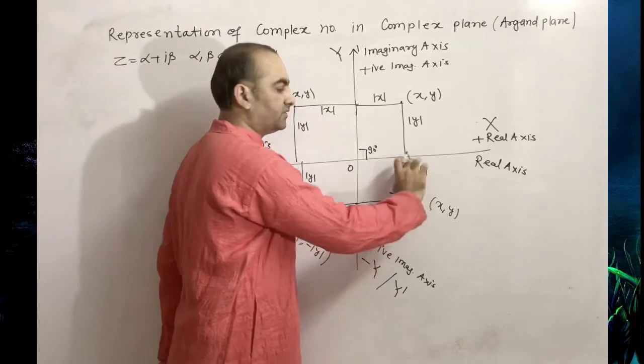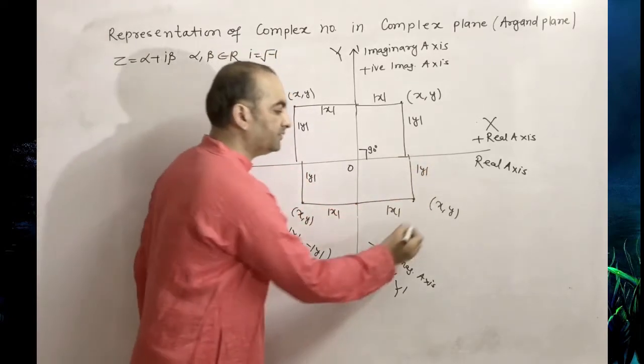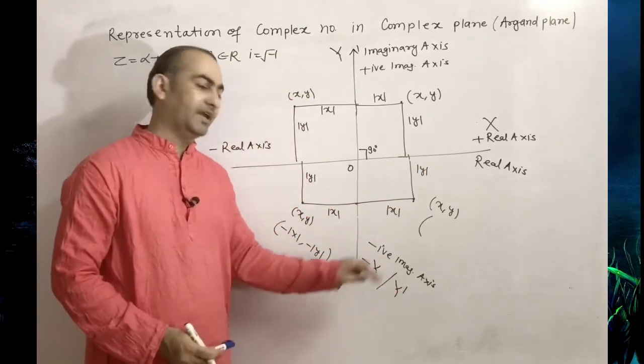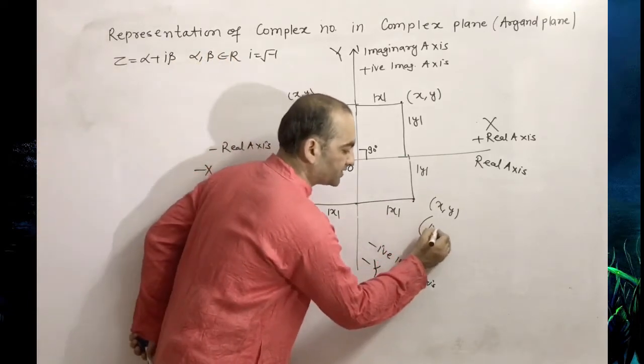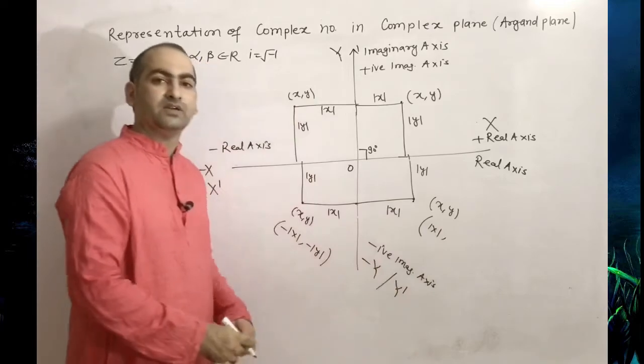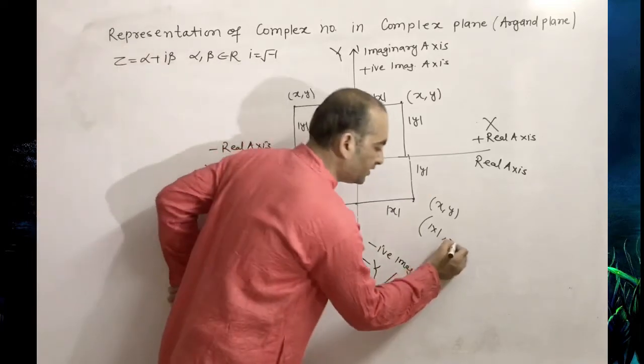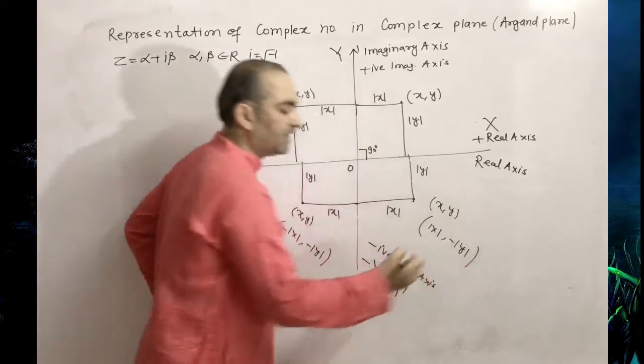In this point, if you want to write, this distance is modulus x, and this one is modulus y. Okay, so how to write? In fourth quadrant, x is positive, y is negative. So this one will come out positive, modulus x, comma this one is negative. So what will come? Minus of modulus of y. Like that we can write.